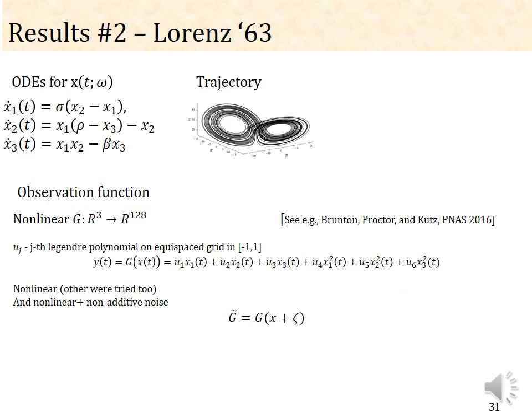Okay, another example. This is the Lorenz 63, a well-known ODE. It's a three-dimensional ODE with three parameters, sigma, rho, and beta. And we have borrowed from the Brunton-Proctor-Kutz paper this nonlinear map that has to do with the Legendre polynomials. It's nonlinear, from 3 dimensions to 128 dimensions. And again, we know it, but when we run the algorithm, we pretend as if we don't know it.